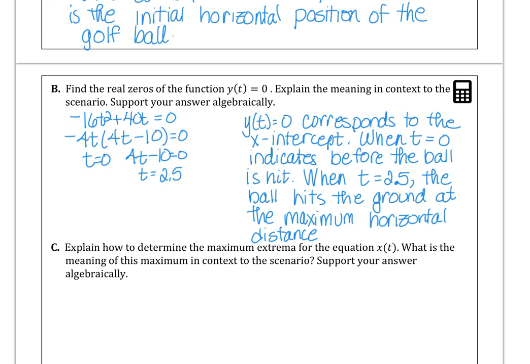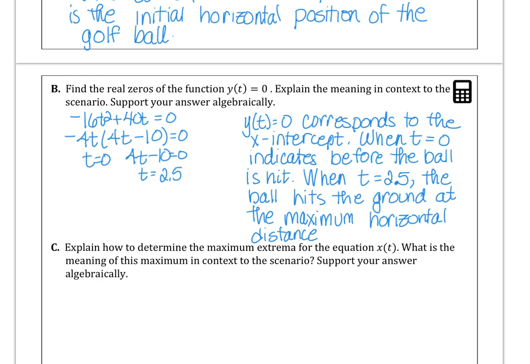So when y of t equals 0, that corresponds to the x-intercept. And t equals 0 indicates the time before the ball is hit. But when t is 2.5 seconds, that means the ball hits the ground at its maximum horizontal distance.